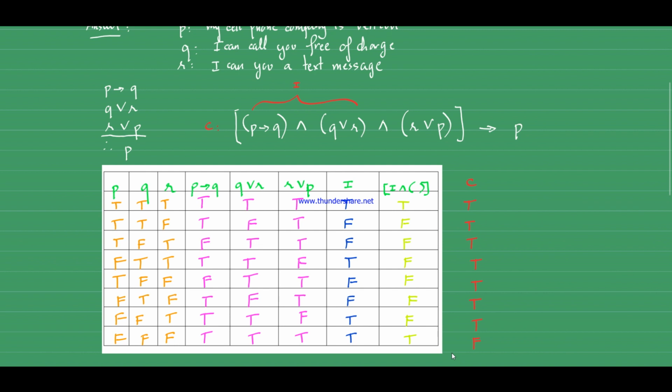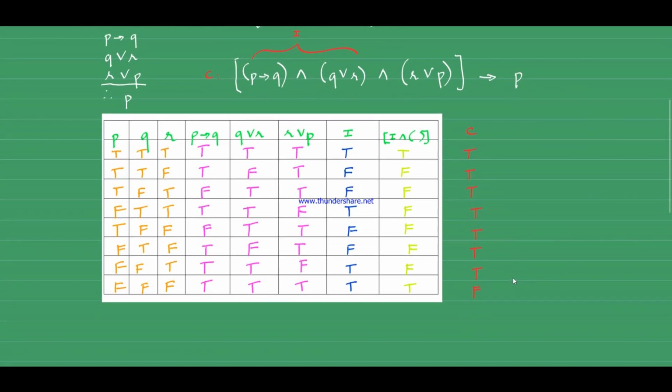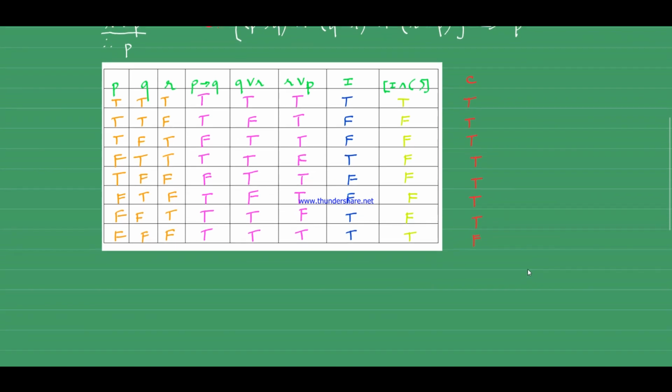Now look, you see that one of them is false. So it means this is not a tautology. If it is not a tautology, so what do we have? It means that this is not a valid argument. There you go.